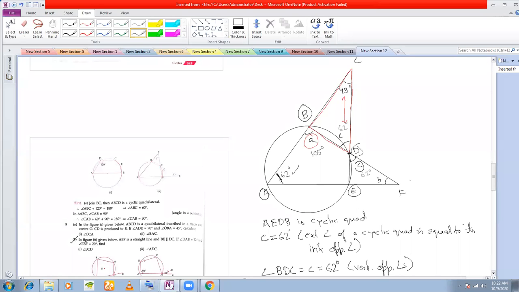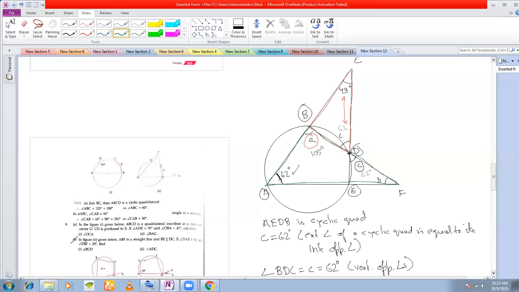Very simple. Anyone? EDF is equal to 62. There are many ways of finding B. We have already found A. The most simple way is this: this is a triangle. This green one. There are many ways of doing it, but this is the simplest way.